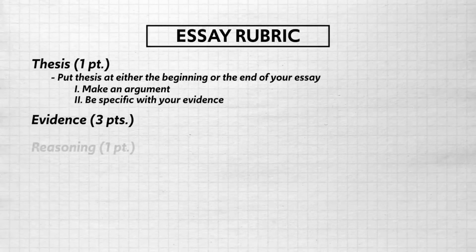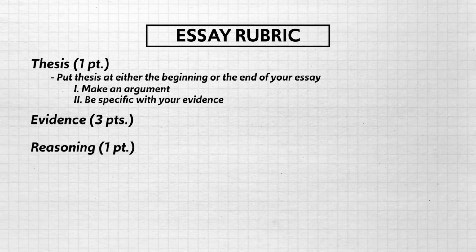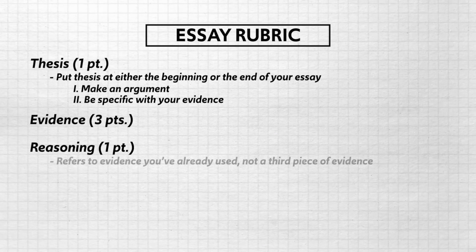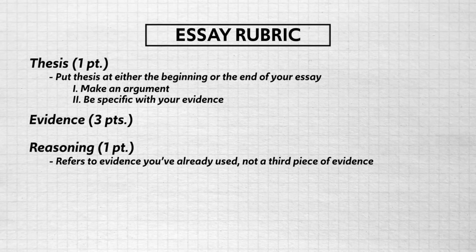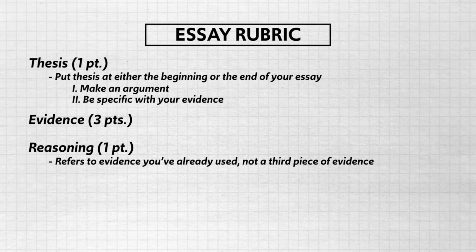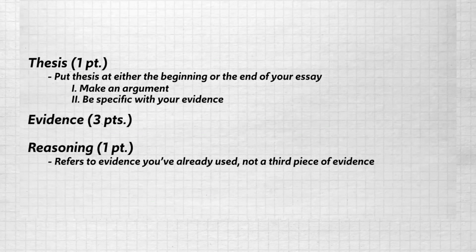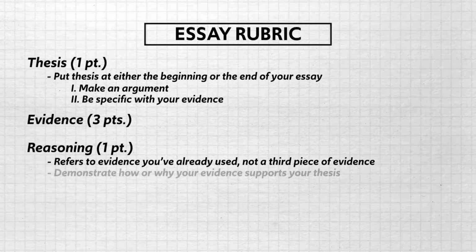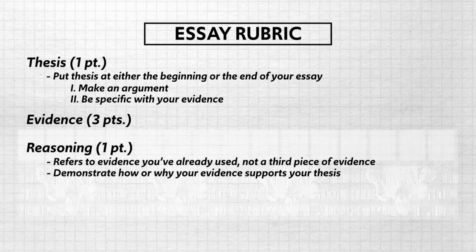Okay, so now that we've earned the thesis point and the 3 points for evidence, let's move to the next section of the rubric, the reasoning section, and for this you can earn up to 1 point. And this point has to do with the evidence you've already used. It's not for a third piece of evidence. Here they want you to go one step beyond supporting your thesis with your evidence and go further by demonstrating how or why your evidence supports your thesis.